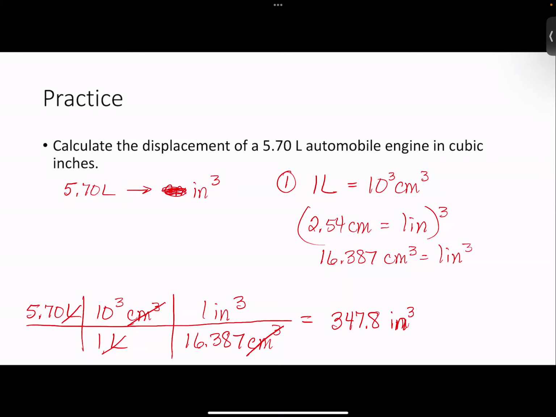Now, we have to figure out sig figs. Our starting quantity had 3 significant digits. 1 liter to 10 to the third cubic centimeters: the liter is infinite, so is the 10 to the third. 1 inch is infinite, whereas the 16.387, if you'll recall, had 3. Therefore, our answer should only have 3. We're dropping something that is greater than 5, so we would record this as 348 inches cubed.